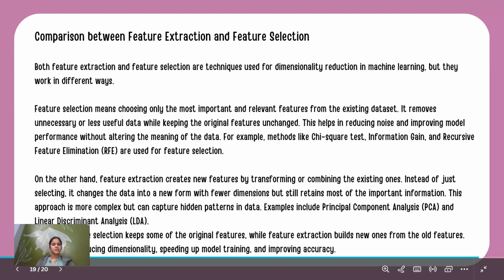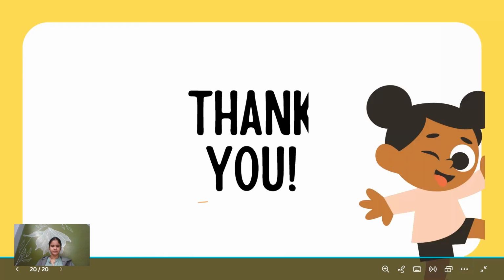On the other hand, feature extraction creates new features by transforming or combining the existing ones. Instead of just selecting, it changes the data into a new form with fewer dimensions but still retains most of the important information. This approach is more complex but can capture hidden patterns in data. Examples include principal component analysis (PCA) and linear discriminant analysis (LDA). In short, feature selection keeps some of the original features, while feature extraction builds new ones from the old features. Both help in reducing dimensionality, speed up model training, and improve accuracy.